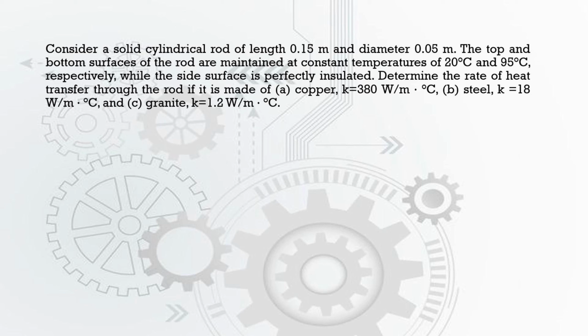degree Celsius, and the steel which has thermal conductivity of 18 watts per meter degree Celsius, and the granite with a thermal conductivity of 1.2 watts per meter degree Celsius. The given values are: length is equal to 0.15 meter and the diameter of 0.05 meters, with a temperature at state 1 equal to 20 degrees Celsius and temperature 2 equal to 95 degrees Celsius.